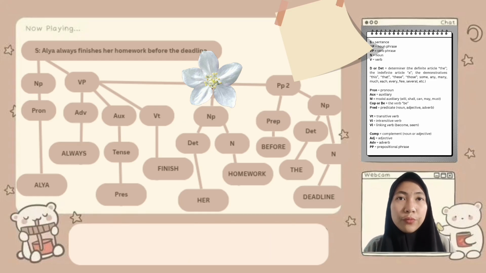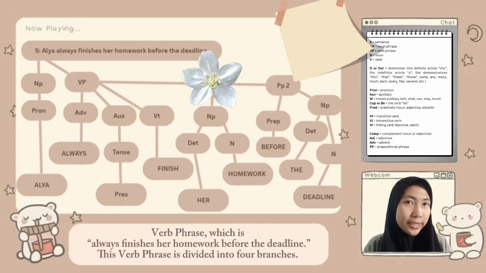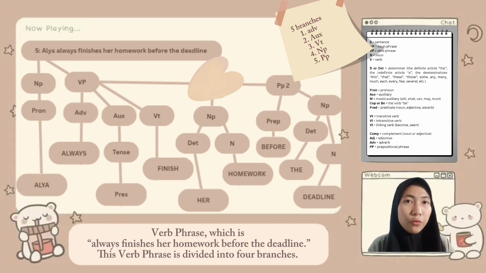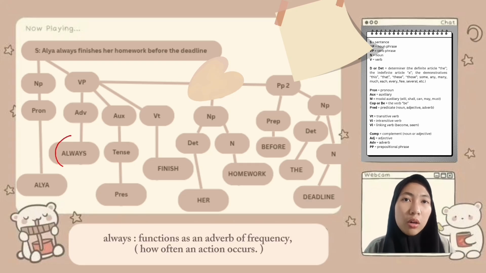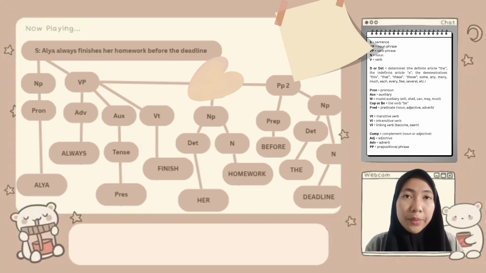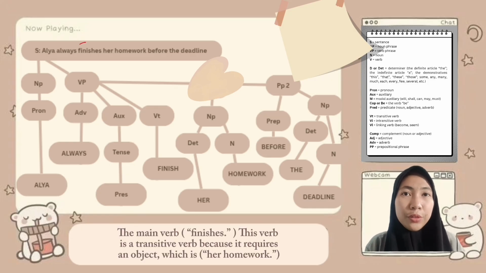Next, we move to the verb phrase, also known as the predicate, which is always finishes her homework before the deadline. This verb phrase is divided into five branches. The first branch is the word always, which functions as an adverb of frequency, a word used to indicate how often an action occurs. The main verb in this sentence is finishes.